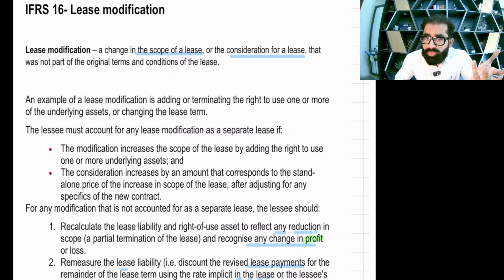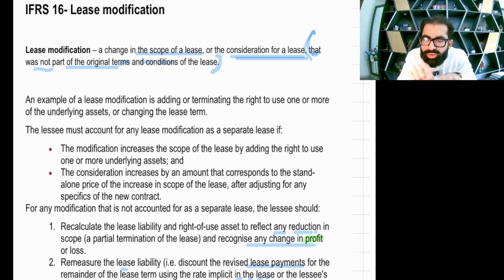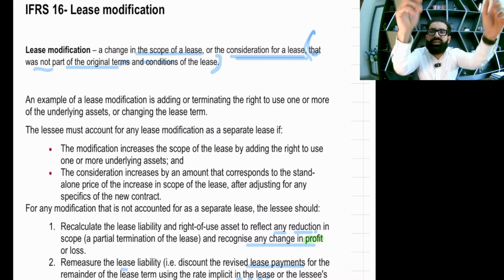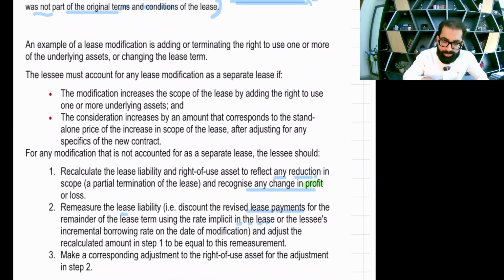This is the change in scope. Or the consideration of the lease. Consideration means the rentals. You have changed, revised the rentals. That is the most important line, that it was not part of the original terms and conditions of the lease. This is the real point. Whatever was not part of the original contract, and later on you are revising it, that is basically a modification.